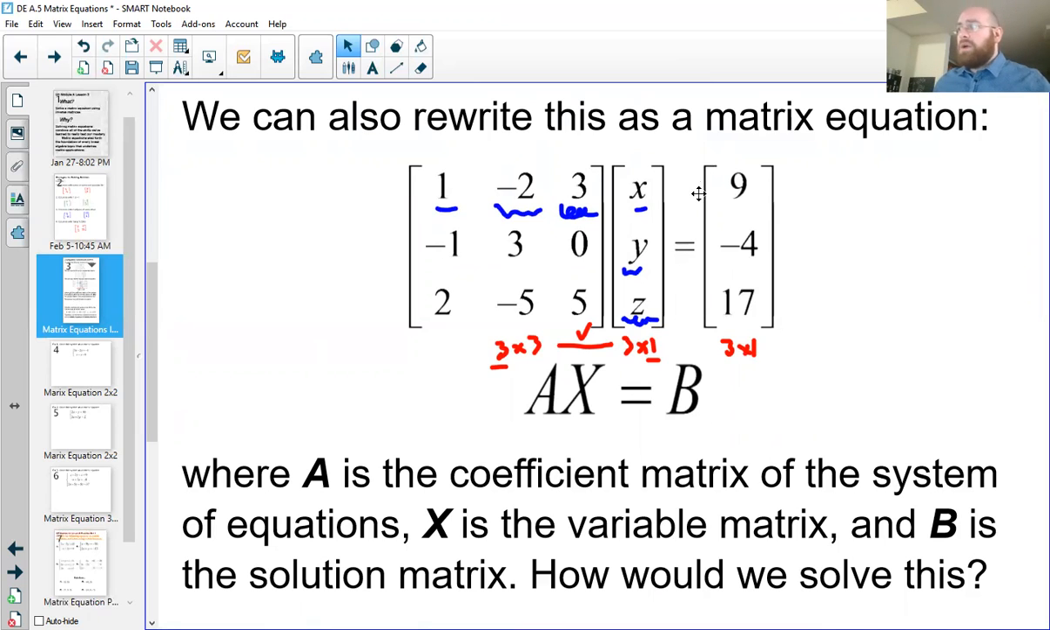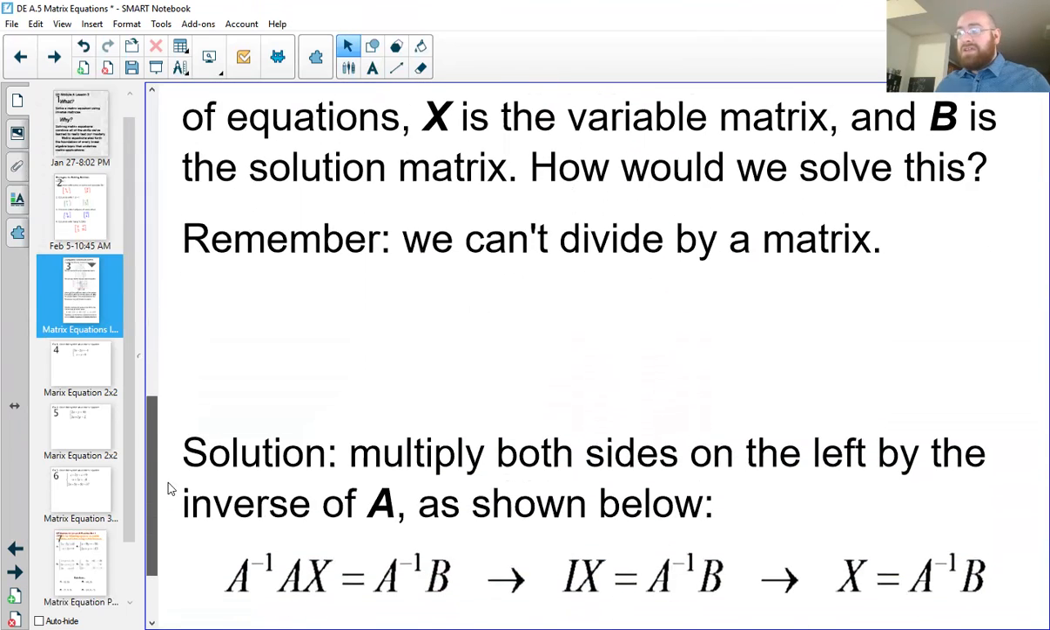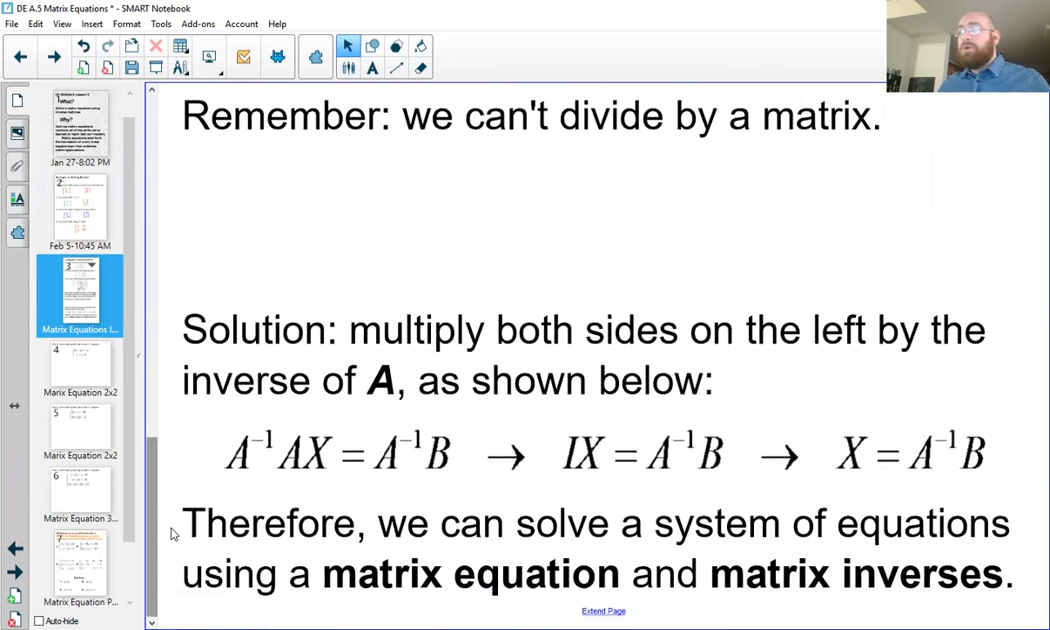So this is what our equations equal. So how would we solve this? We can't just reduce the matrix to reduced row echelon form, because we now have to consider how the multiplication works. But then, as it turns out, we can't divide by a matrix, but we can multiply by an inverse.